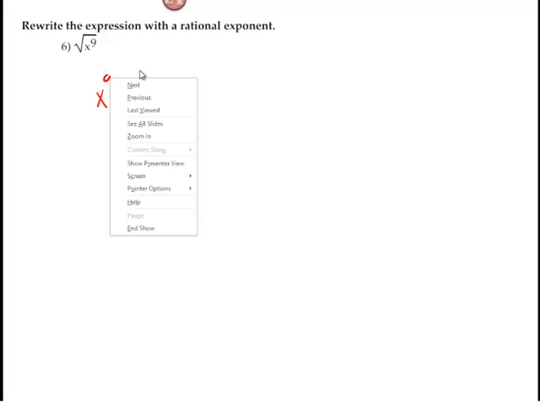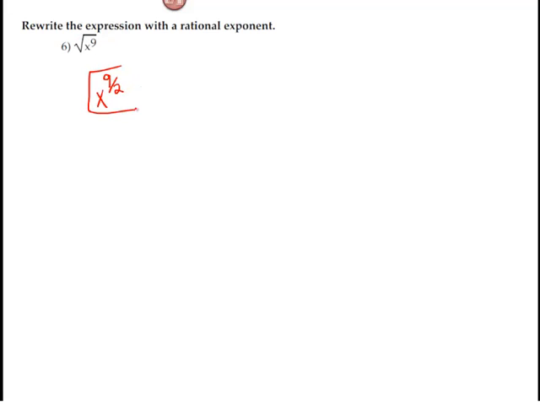Rewrite the expression with a rational exponent. So we're going backwards this time. Remember, the top number of our rational exponent, our fraction exponent, is the power, which is 9. And the bottom number is our root. This is a square root, so there is a 2 on the bottom. So this number right here, whatever's there, is what goes on the bottom. The power right there goes on top.